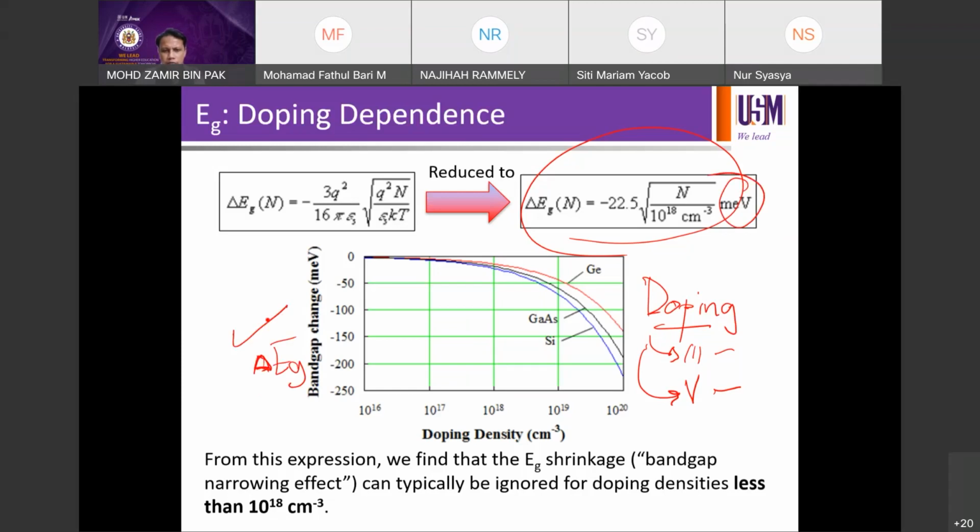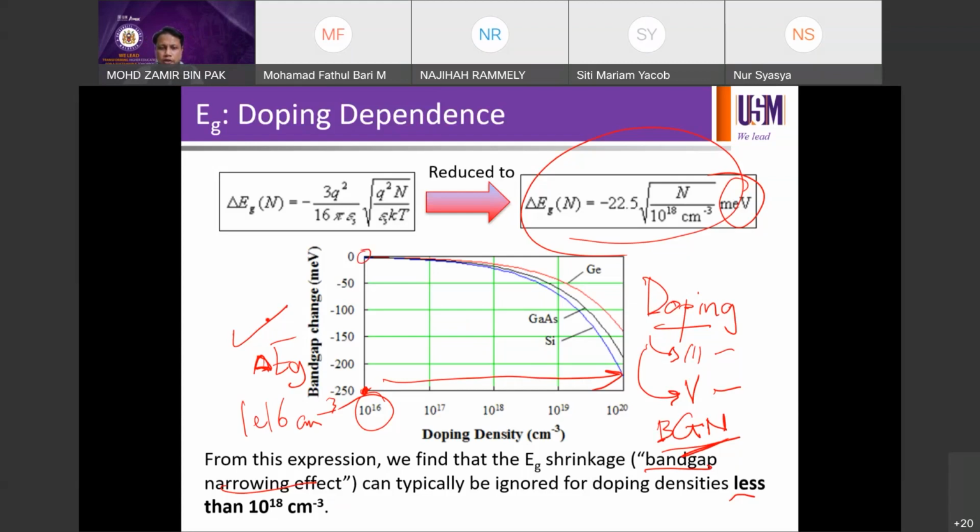As you increase the doping level from 10 to the 16 towards 10 to the 20, right? So from this expression, we can find that the EG shrinkage, or we call it band gap narrowing effect, sometimes we say BGN, band gap narrowing effect, can typically be ignored for doping density less than 10 to the 18. So let's see, say you are here at 10 to the 16, say you have 1E16 as your initial doping level, for example, and there is no band gap change, obviously, so it will just use the original value of the band gap.